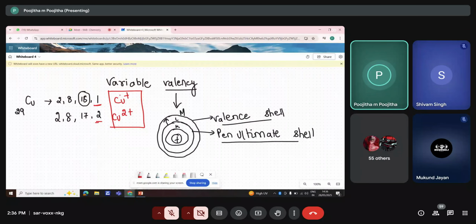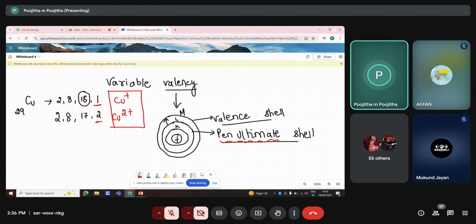Correct? So an atom sometimes can lose electrons other than those present in the valence shell. From which shell is it losing electrons? It is losing electrons from the penultimate shell, the last but one shell. Because in the case of copper, one electron from the penultimate shell is jumping to the valence shell, the configuration is changing to 2, 8, 17, 2. So that is why copper exhibits valency of what? Valency of +1 and +2.